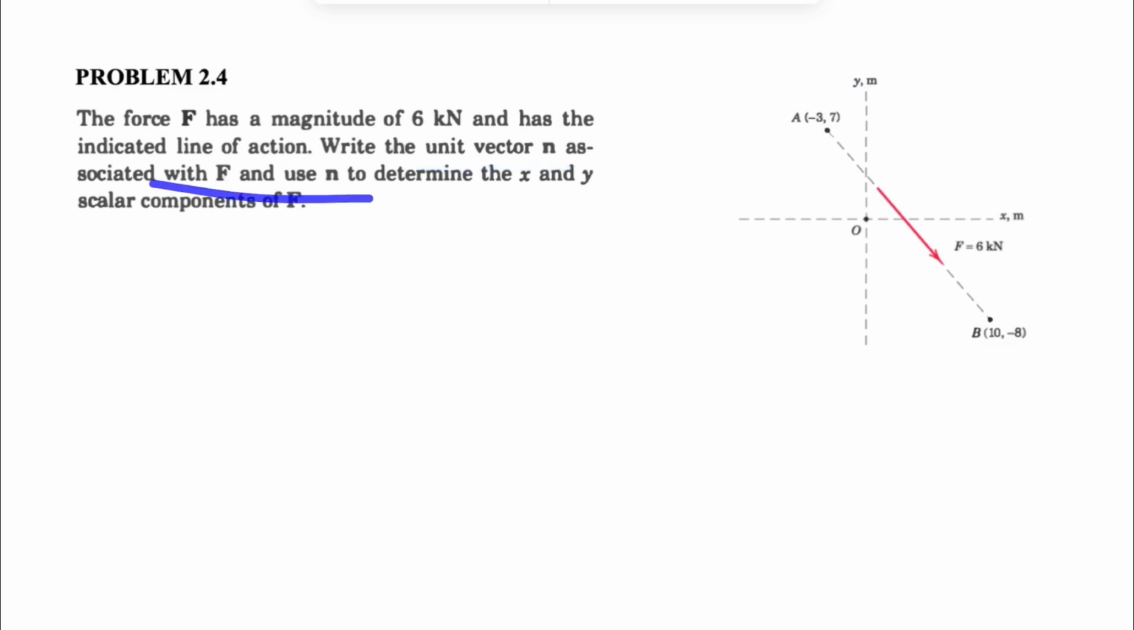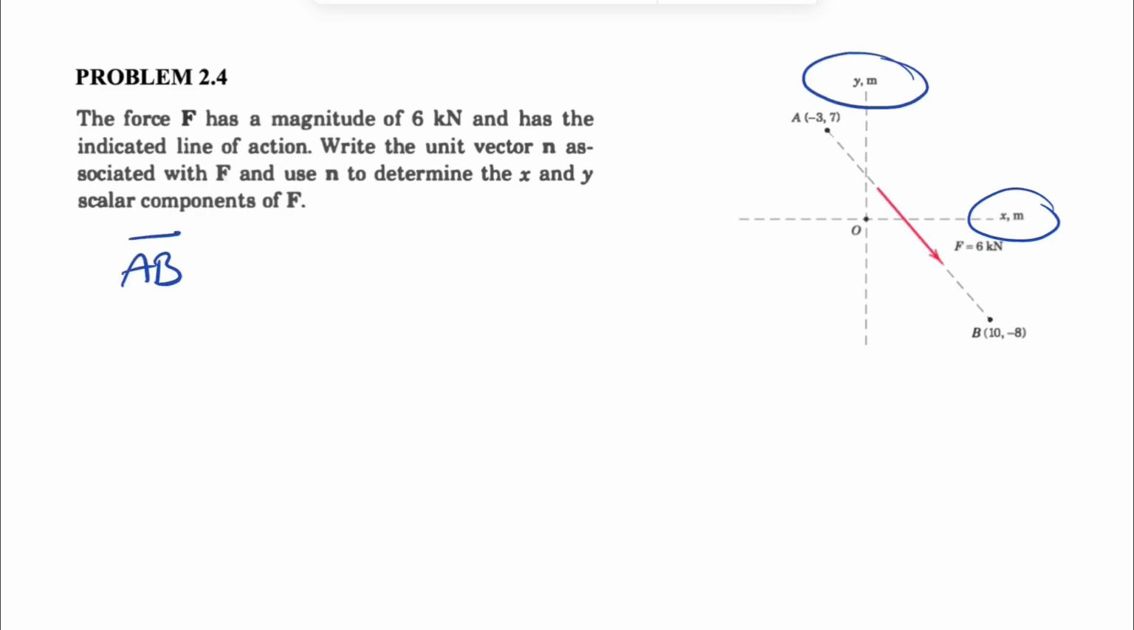n associated with force F, and then we can use that unit vector in order to determine the x and y scalar components of force F. So let's see how we can find the unit vector. We are going from point A to B, and basically what we need to figure out is how we are moving in x and y direction.